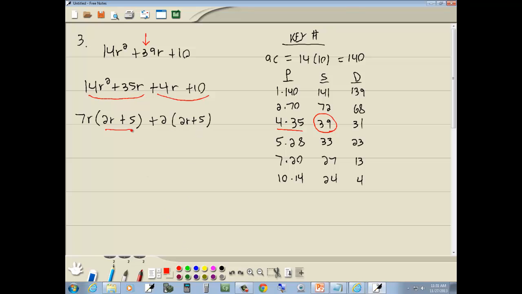Now our goal was to get this parentheses the same as that, and they are. So I'll factor it out. So I've got 2r plus 5. And to decide what goes in your second set of parentheses, you can cross out the 2r plus 5s. And that gives you 7r plus 2. And that's your answer.